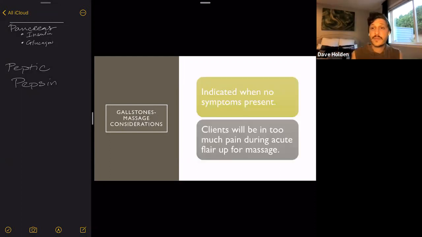So if there are no symptoms of gallstones, then massage away. There's really not much you're going to be able to do that will aggravate the condition. But if there is a gallstone flare up, they will not seek out massage. If you've ever had a gallstone, I don't know if you guys have ever had a gallstone, it's somewhat on par with a kidney stone in terms of like, it freaking hurts. I'm not getting a massage. Like, this is my life right now. I'm home passing a gallstone.